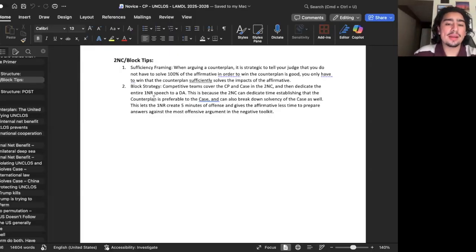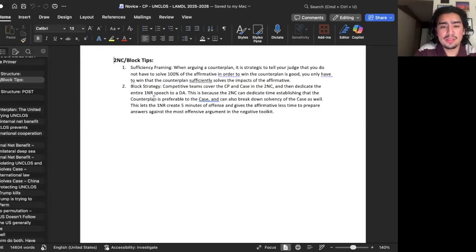This lets the 1NR create 5 minutes of offense, because again, this is the most offensive speech in off case in debate. It gives the affirmative less time to prepare answers against the most offensive argument in the negative toolkit. In order for you to win a counterplan, you have to win that there's an external net benefit, that there's a disad that the counterplan avoids, that the affirmative causes.